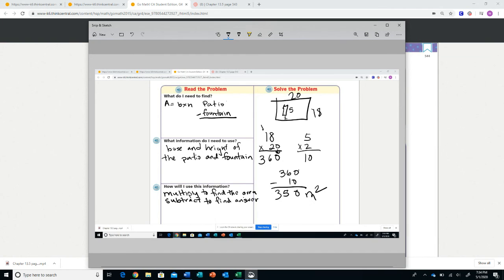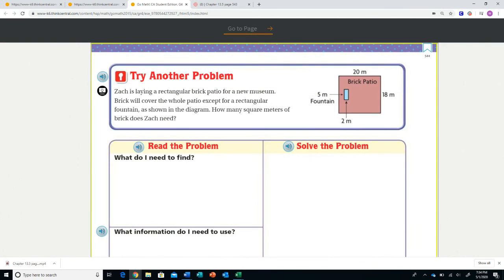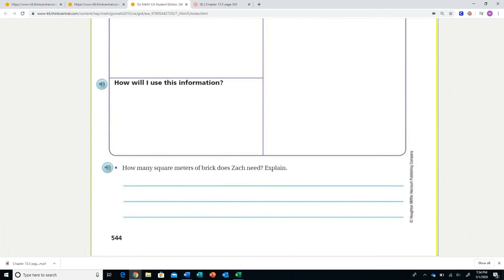All right, so let's go ahead and close that out and see what else we have on this page. Okay, so down here at the bottom of the page is an explanation. How many square meters of brick does Zach need? And we found out that it was 350 square meters. Again, in an explanation in math, you could definitely use your equations to help you. So that would have been the 18 times 20 equals 360, and the 5 times 2 is 10, and you subtracted them, and that is how you discovered how many bricks Zach needs.